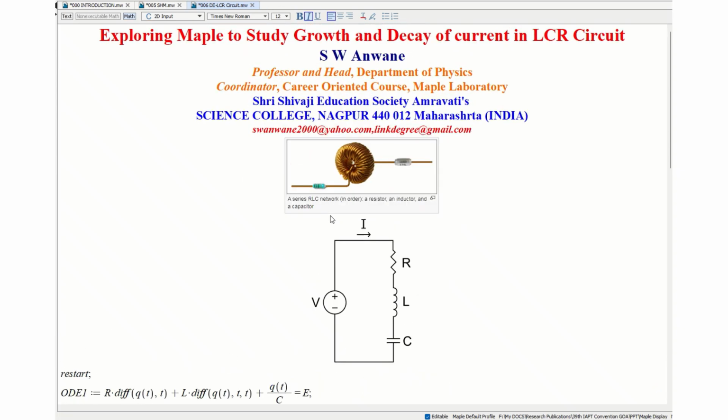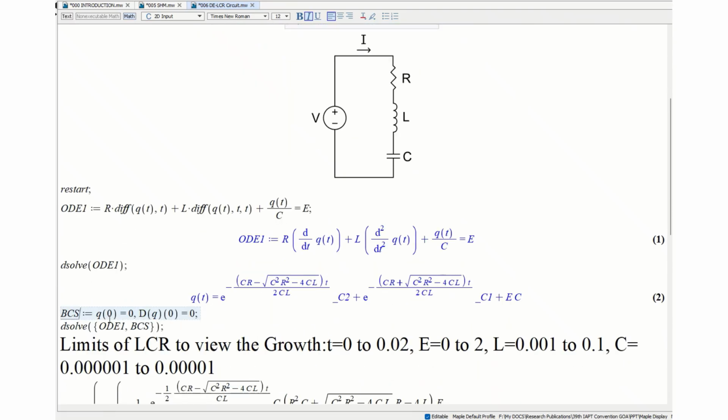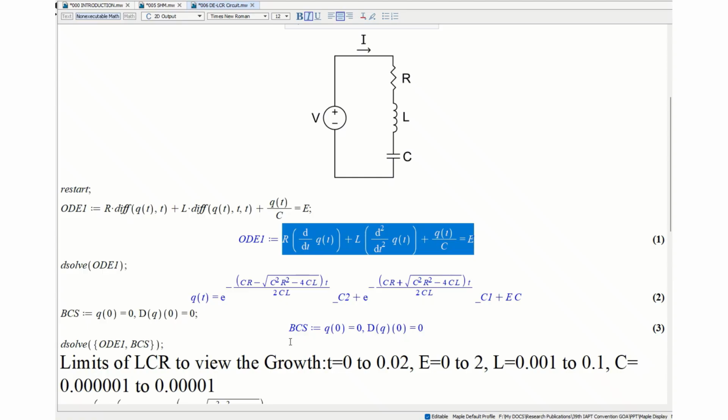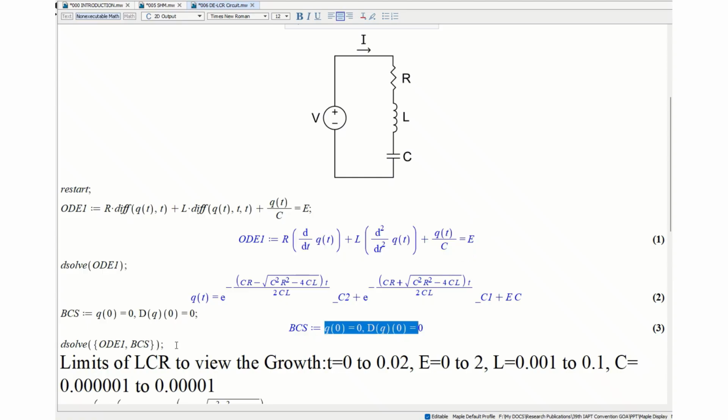I'm increasing the font so that you can see very clearly. Then the boundary condition at t equal to 0: q of 0, that is charge, is 0, and current dq by dt at t equal to 0 is 0. See, this is the way of writing boundary conditions. One has to learn the code, the language in which we are writing the boundary condition. And now we are asking Maple to dsolve the ordinary differential equation 1, I mean this one, for the boundary conditions, this one, BCS.